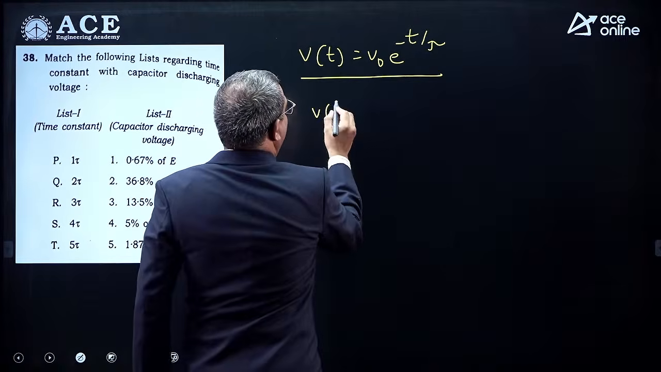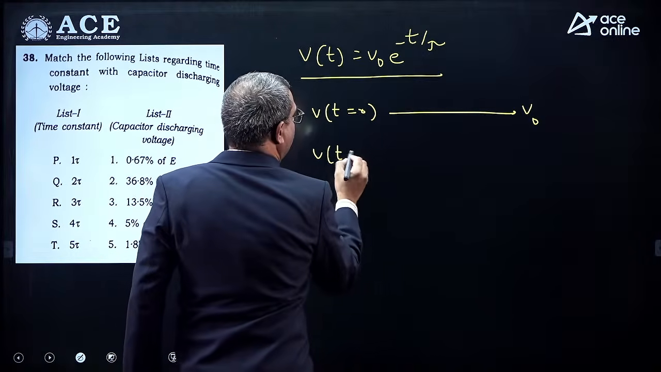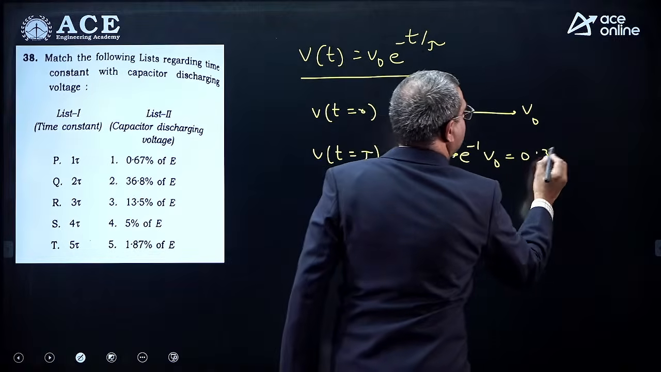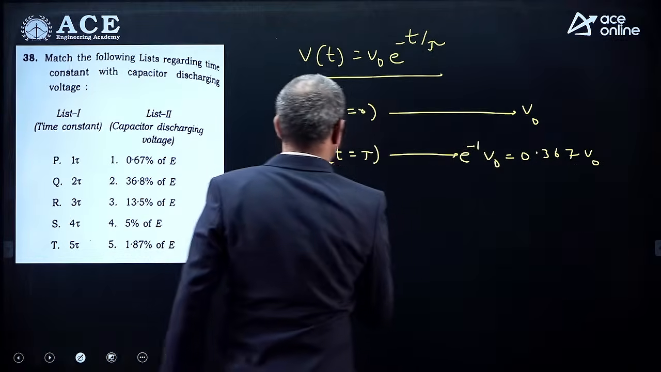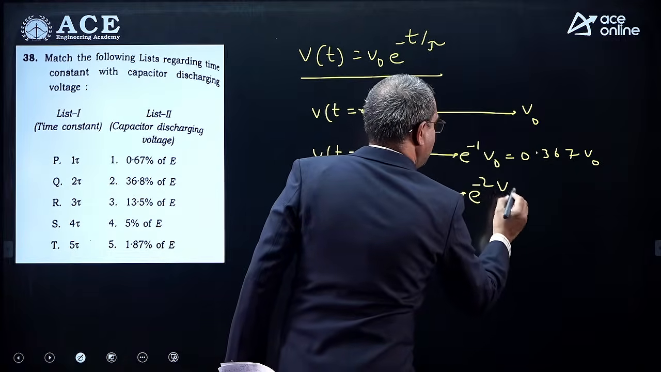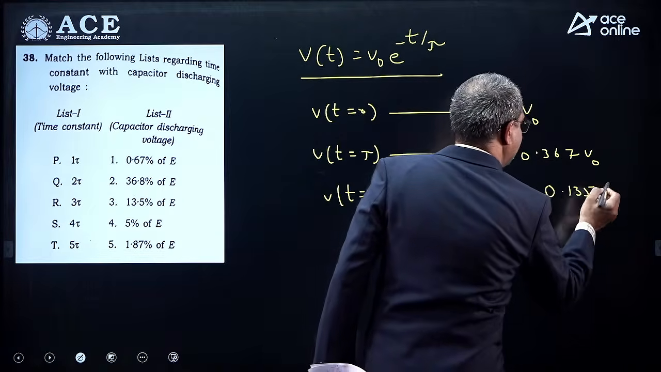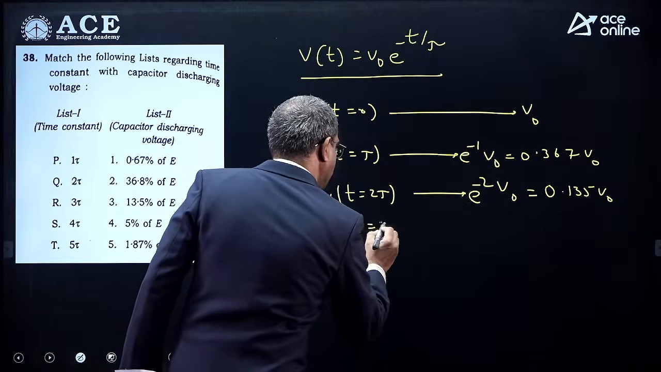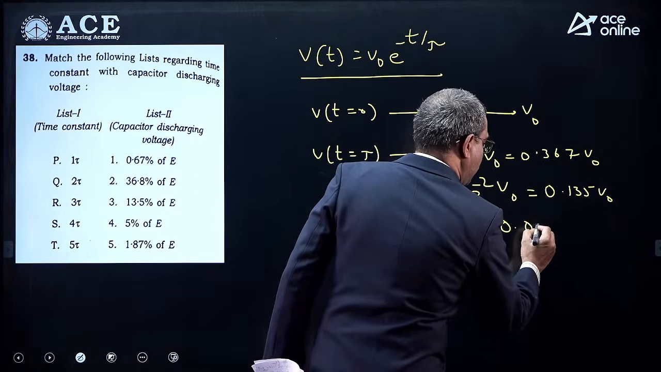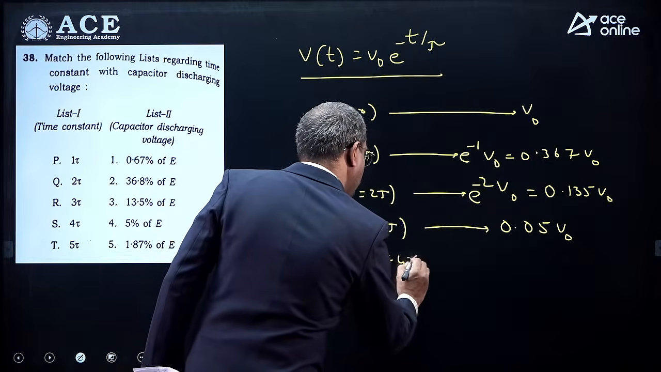V at t equal to 0 is the complete V naught, that is the full value. V at t equal to tau is e power minus 1 V naught, 0.367 V naught. Similarly V at t equal to 2 tau is e power minus 2 V naught. This I gave in my notes, do you remember? 0.135 V naught, 13%. V at t equal to 3 tau is e power minus 3, 0.0049 or almost 5%. V at t equal to 4 tau, very important, 4 tau, do you remember this?